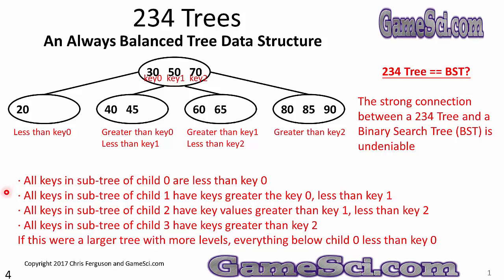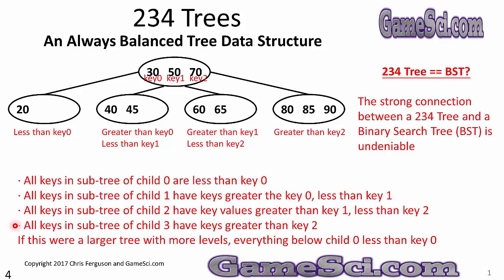All the keys in subtree of child 0 are less than key 0. All the keys in subtree of child 1 have keys greater than key 0, but less than key 1. And look what happens. The 40s fall between the 30 and the 50. All the keys in the subtree of child 2 have key values greater than key 1 and less than key 2. The keys in child 2 are greater than 50, but less than key 2, 70.